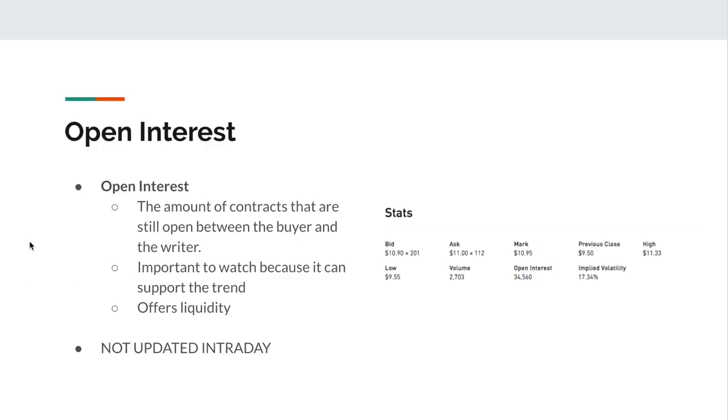So again, open interest is the amount of contracts that are still open between the buyer and the writer, and it's not updated during the day. It's updated after market close. You'll only be able to see yesterday's. Volume and open interest can be used hand in hand to give you the sentiment of the overall stock and the future of the stock. If the price of the stock is going up and open interest on call options is starting to decrease, that means it's actually pushing against the trend and things are likely to reverse soon.